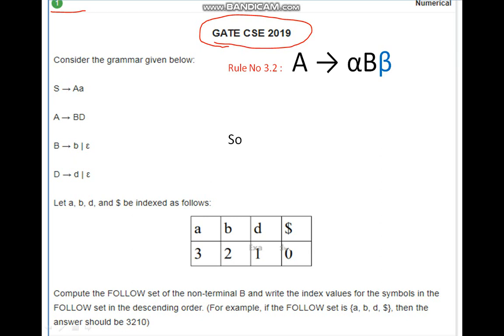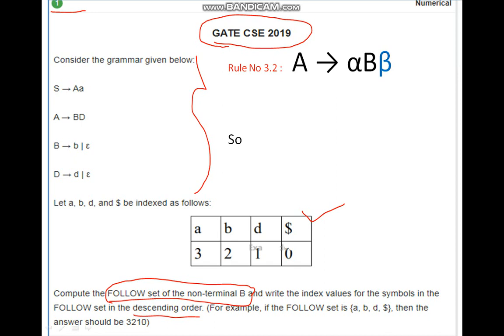Okay, in this question they have given you some grammar, some indexes for terminals, and they are asking you to find out follow of non-terminal B. Once you find out the set of terminals for follow of B, you need to write down their code in descending order. Look at this one, descending order.